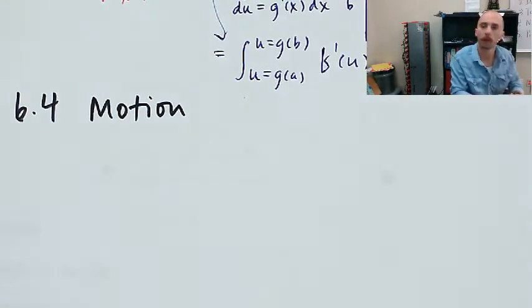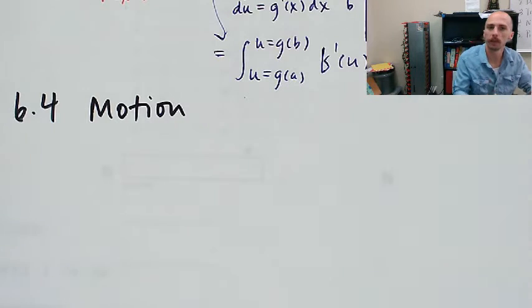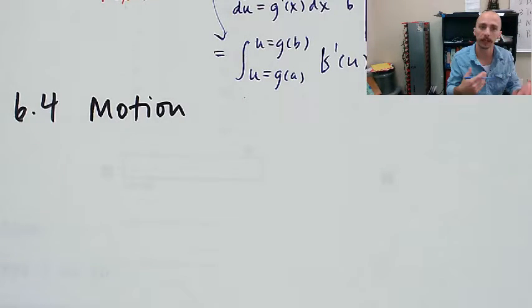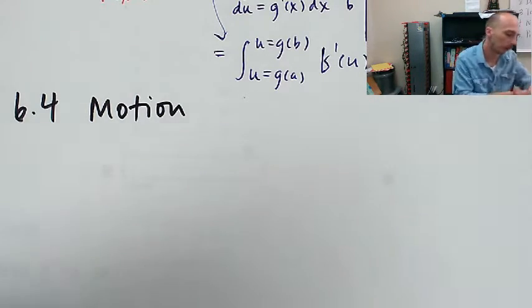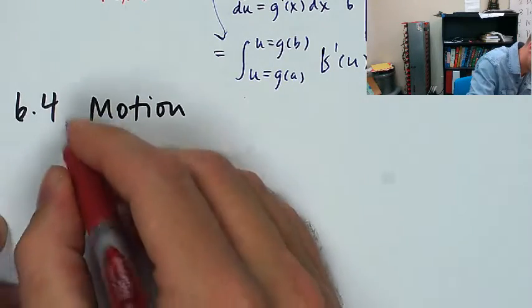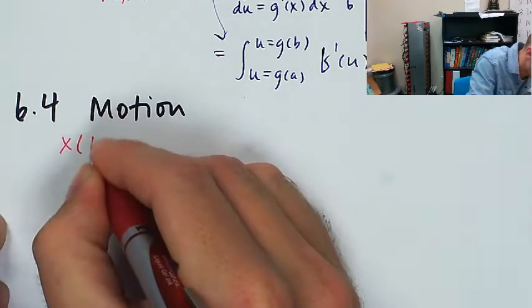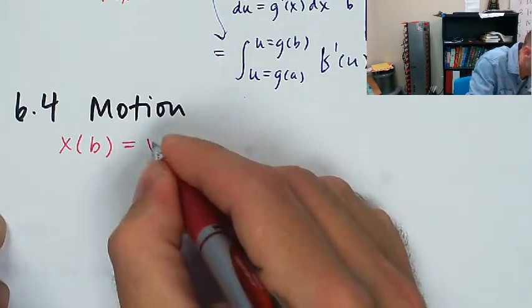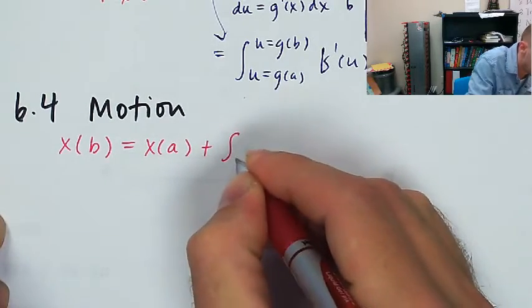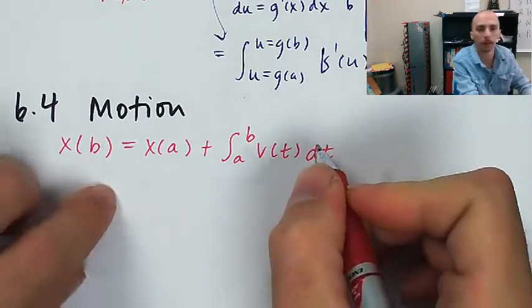more motion problems, and we've done this already a couple of times this year. So this was where we learned how to get an ending position from a starting position and a given velocity. And I'll talk about this more in the Unit 7 recap video as well. But say if x is position and v is velocity and v is given, we've got the position at time b equals the position at time a plus the integral from a to b of the derivative of x, which is velocity. That's just a restatement of the fundamental theorem.